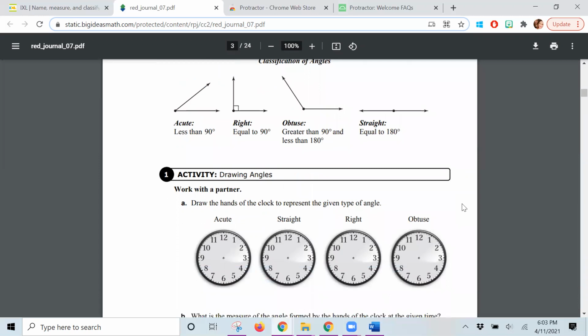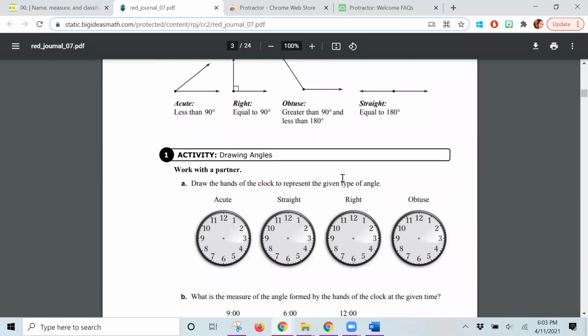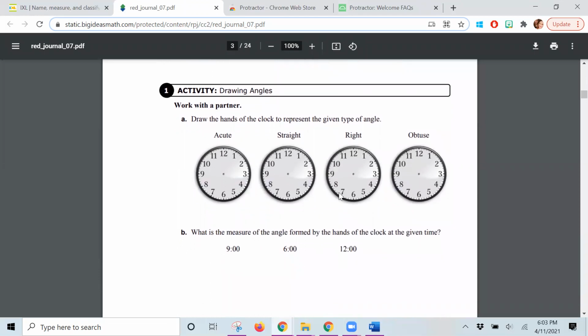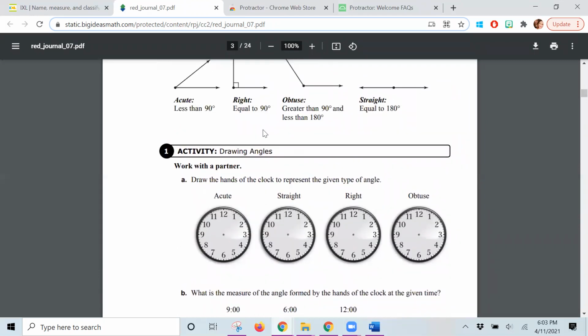So let's practice drawing some angles. So these have tons of different answers. So if your answers don't look like mine, that's totally okay. But I want you to use the description up here to draw the hands on the clocks. So just draw the angles. So pause the video and do that now.